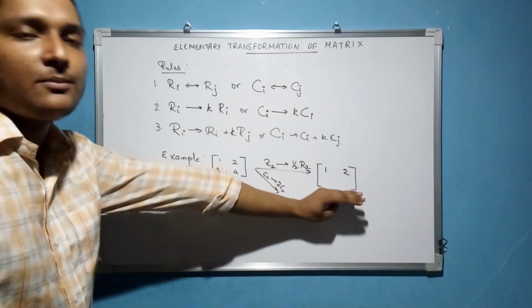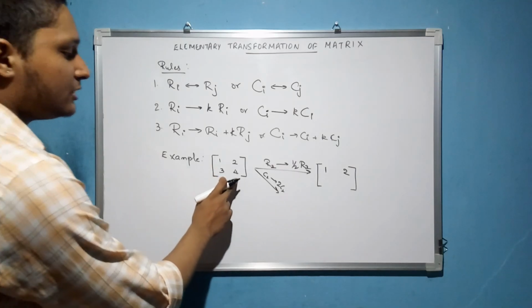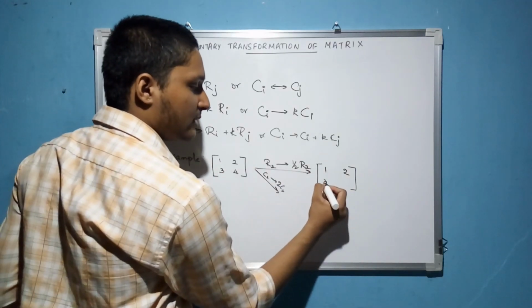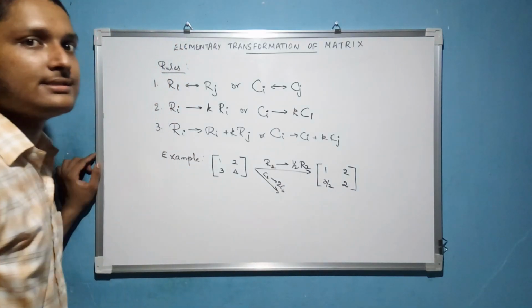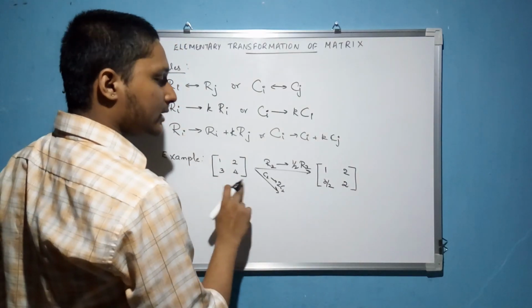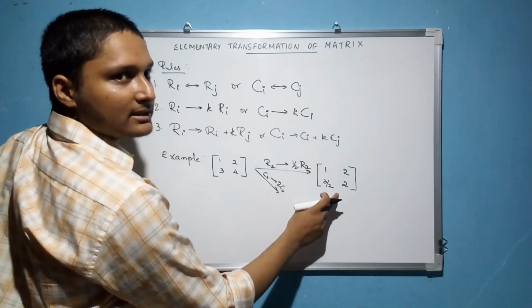You need to just keep it as it is, and now you need to multiply half to this 3. 3 becomes 3 by 2 and 4 becomes 2. This is what the operation says. That means that only the second row elements should be multiplied by half or divided by 2.